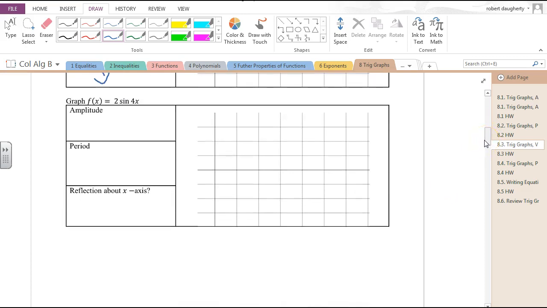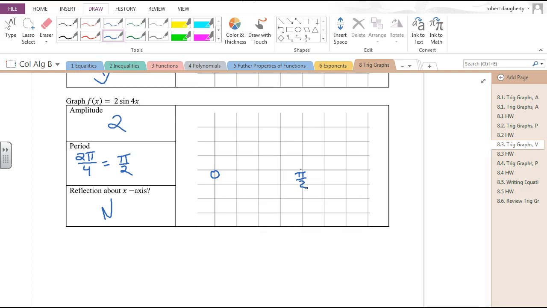What is the amplitude here? 2. What is the period? It's 2 pi divided by 4, which is what? Yeah, 1/2 pi, pi over 2, same thing. Has it been reflected about the x-axis? That would be no. Okay. So in order to graph this, this is 0. I count out 4 spaces and label this what? That's pi over 2. Okay.